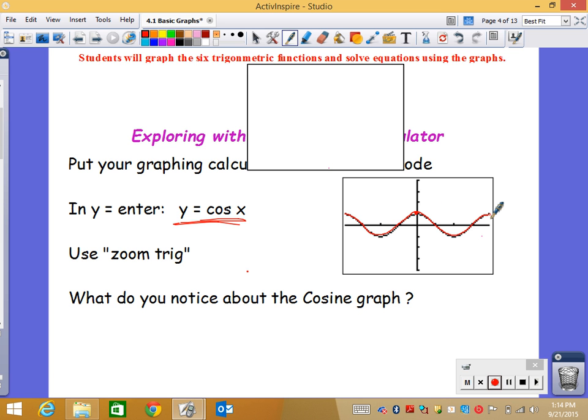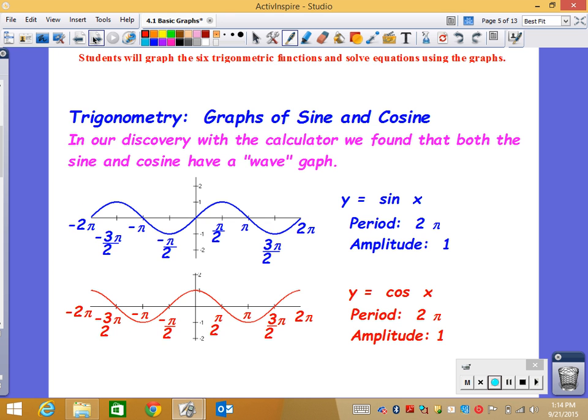So what do you notice about this? Well, again, it has a wave action. And just like y equals sine of x, you'll notice that after a certain point, it starts repeating, or it's periodic. So again, it follows a wave action as a smooth wave, and it repeats itself after a certain point. So these are what we found for the graphs of sine x and cosine x.